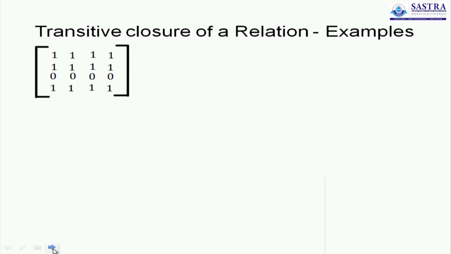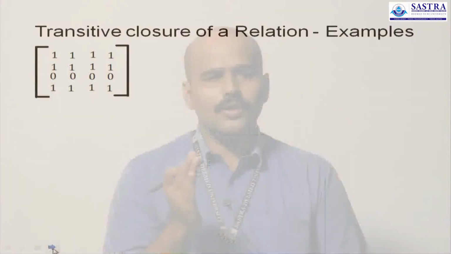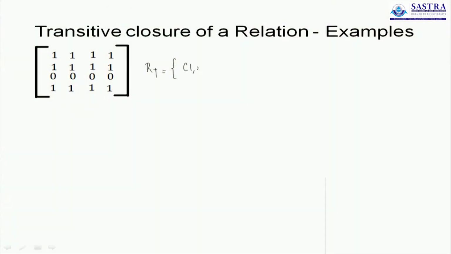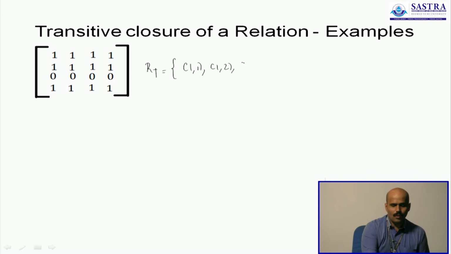The first 2 rows are full of ones, the last row is full of ones, only the third row is full of zeros. So that is what we have as the transitive closure. So if you write down the transitive closure, the set of ordered pairs that we will be including are 1 1, 1 2, 1 3, 1 4. Similarly with 2 1, 2 2, 2 3, 2 4. No pair starts with 3.